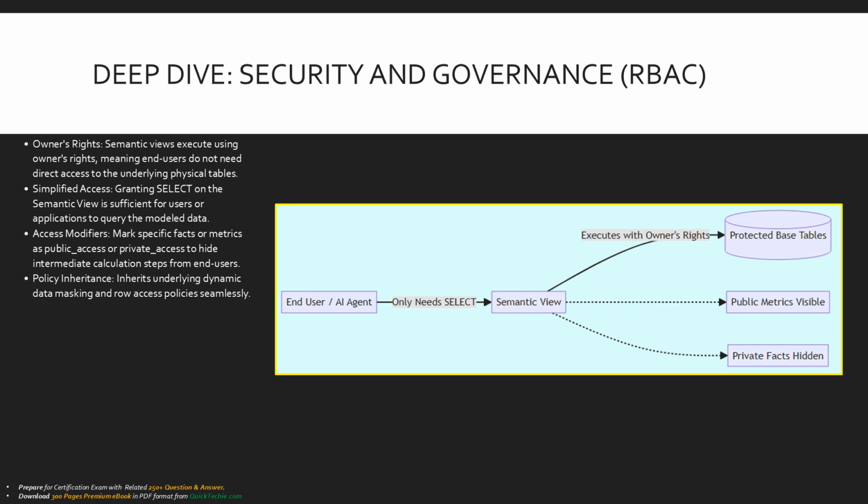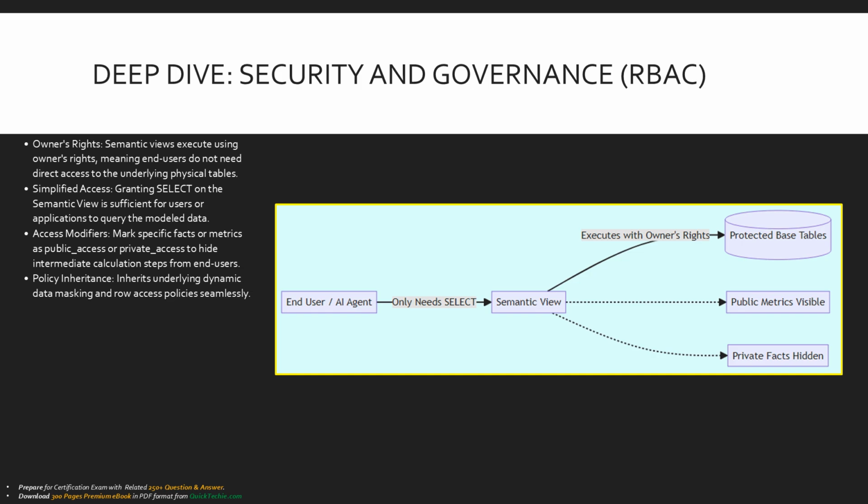It means your end users or your AI agents do not need any direct privileges on the underlying, highly sensitive physical base tables. You simply grant them the select privilege on the semantic view itself. The view acts as a secure, governed gateway. Furthermore, you have granular control using access modifiers.